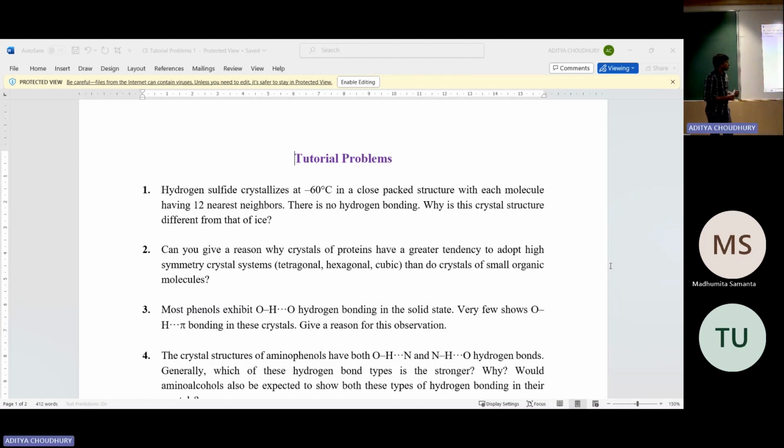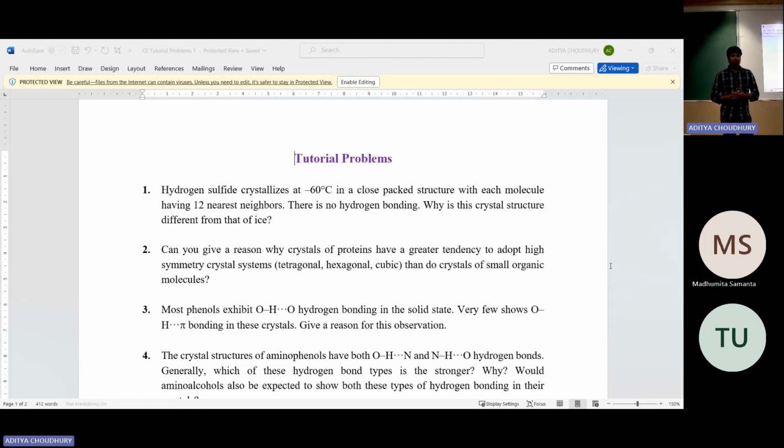Can you give a reason why crystals of protein have a greater tendency to adopt high symmetric crystal structures? I think you have a rough idea of the different crystal systems, like triclinic, monoclinic, orthorhombic, and so on. Whenever you have proteins, it always goes to the high symmetry systems, which are tetragonal, hexagonal or cubic, more than other organic molecules do. Organic molecules crystallize in more or less all the crystal systems, but preferably in the less symmetric ones, triclinic, monoclinic and so on. But proteins are mostly in the high symmetry systems.